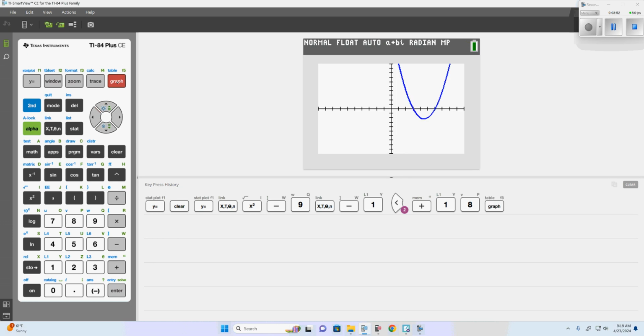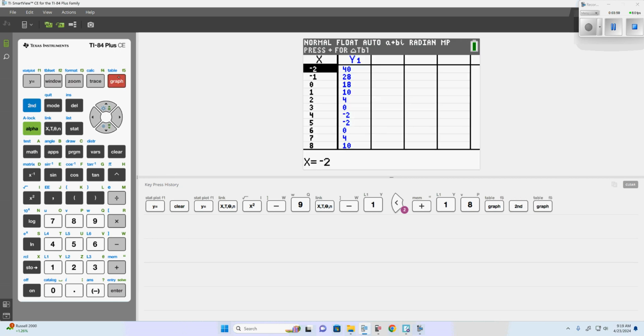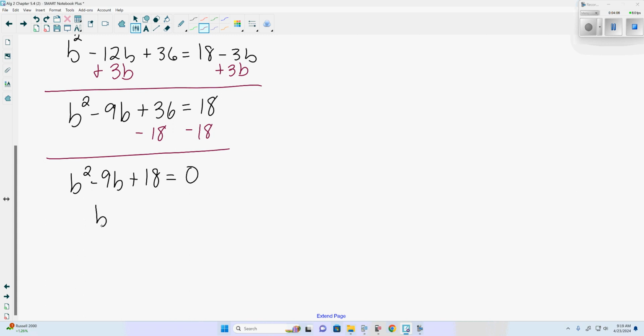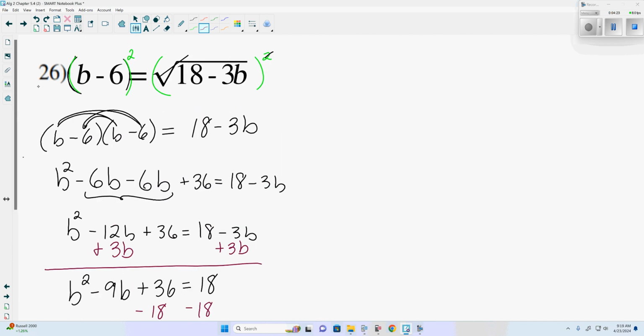Now we do see that it crosses the x-axis in 2 spots, and they're both going to be positive. Our 2 locations are 3 and 6. So it's telling us b is equal to 3 and b is equal to 6. Questions on this here?